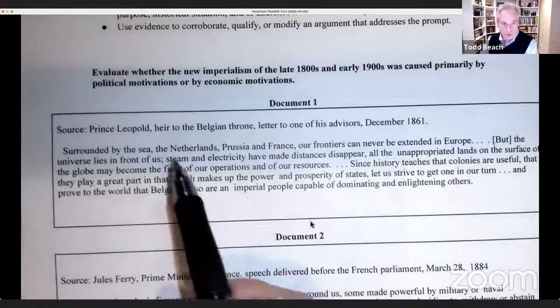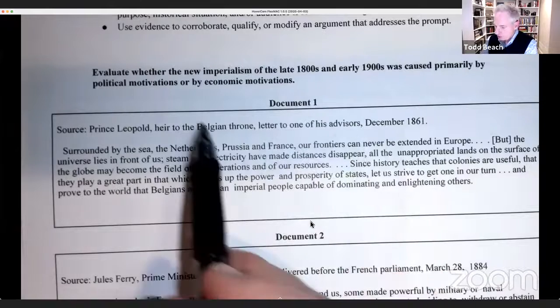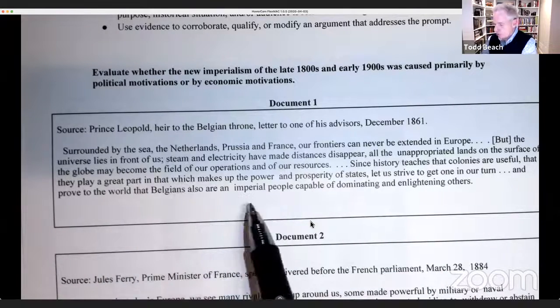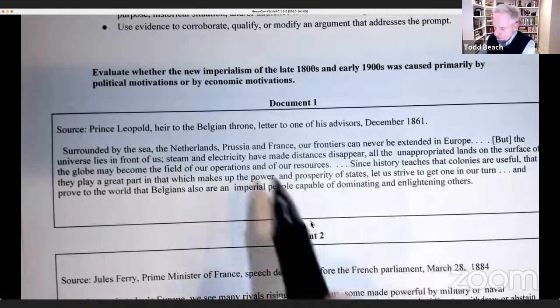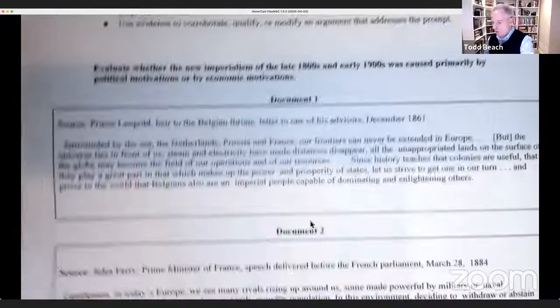And we always read the source line first. So this is Prince Leopold, heir to the Belgian throne, a letter to one of his advisors. And so as you're reading it, you're thinking, is this a political motivation or an economic motivation? And you want to do that through each of them.